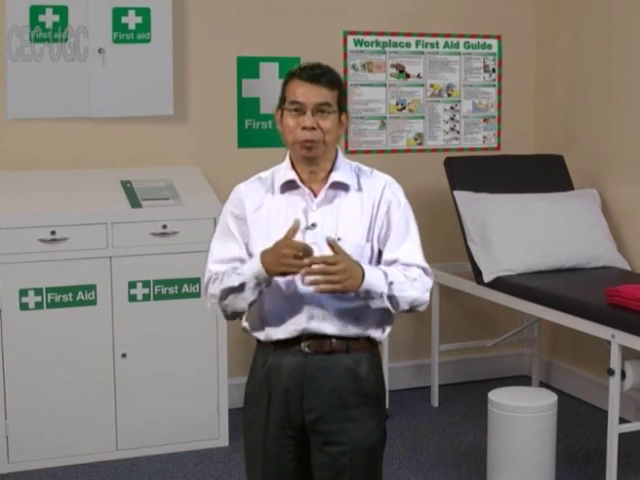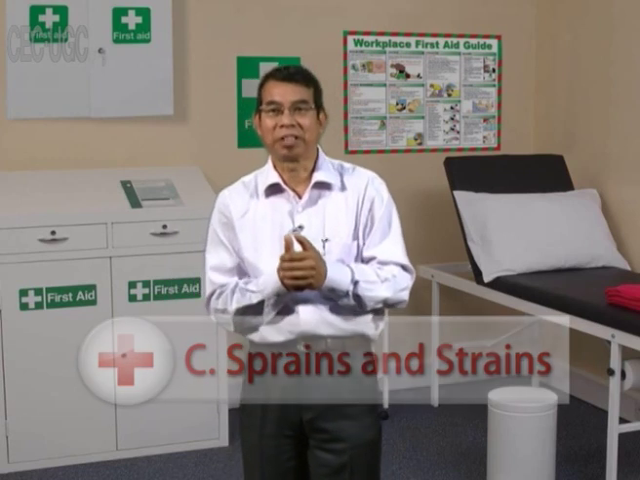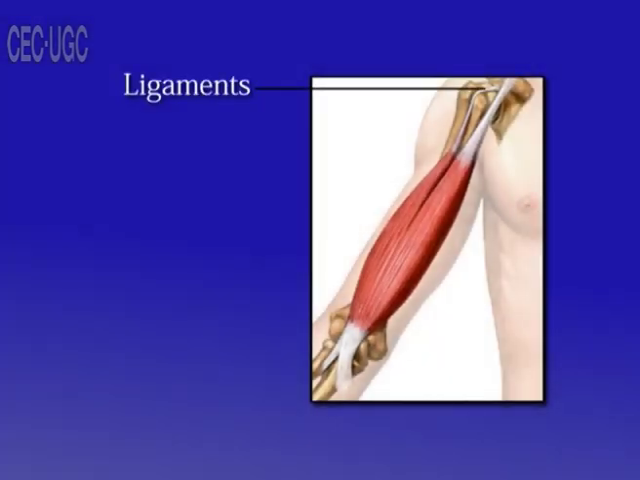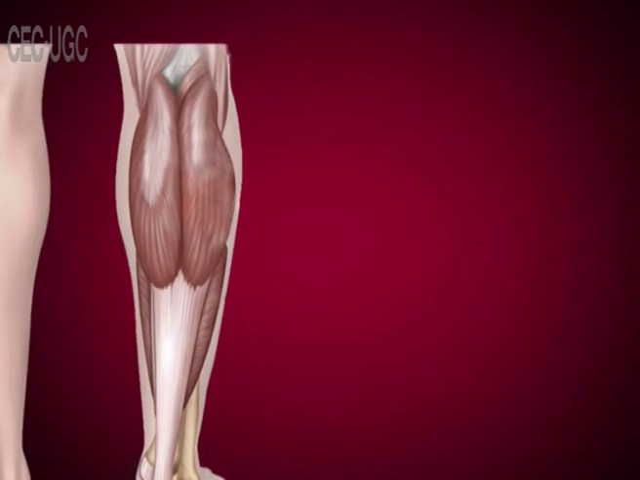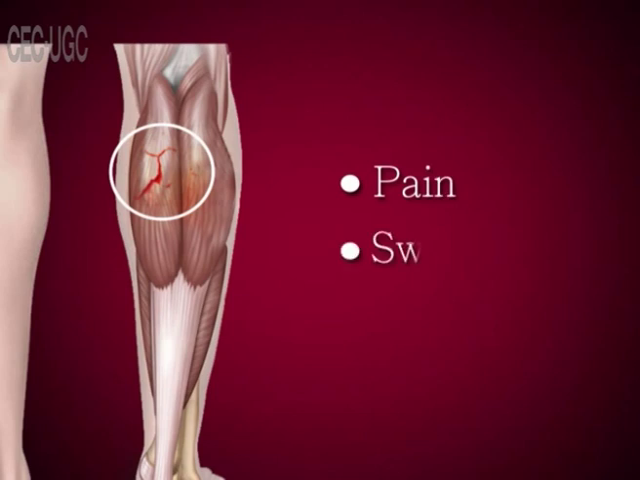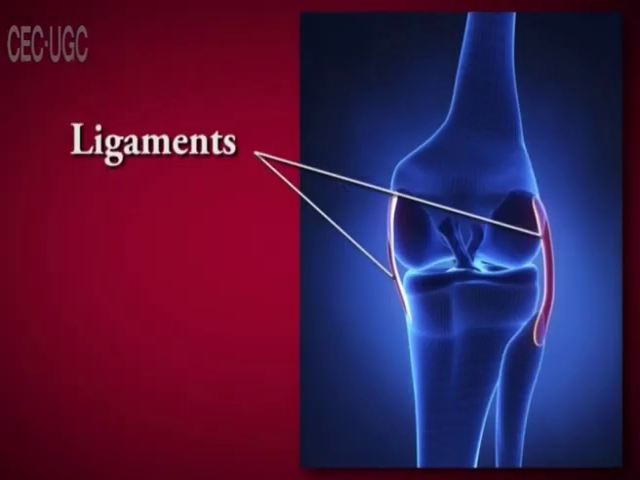Now, the third musculoskeletal problem that we will discuss is sprains and strains. The softer structures around the bones and the joints, which are called ligaments, muscles, and tendons, can be injured in several ways. When the muscles and the tendons are torn or ruptured, it is a strain and is invariably accompanied by bleeding into the surrounding tissues, leading to pain, swelling, and bruising. Whereas a sprain is the injury to the ligaments holding the joints.